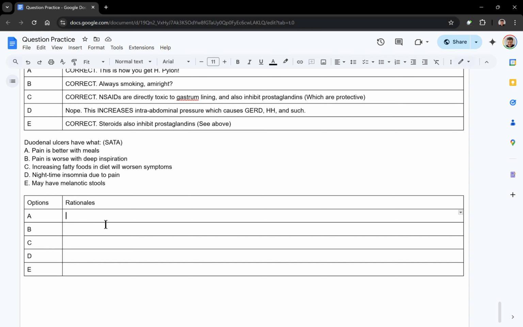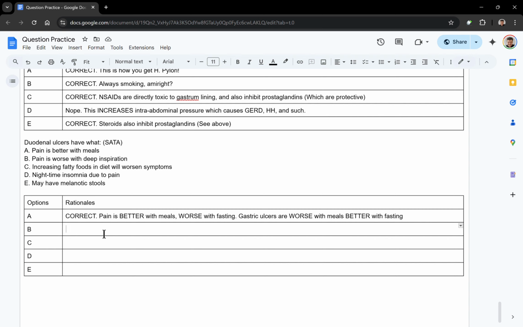So this is a correct answer, right? Pain is better with meals, right? Worse with not meals or with fasting, right? And you can also say gastric ulcers are what? Worse with meals, right? Better with fasting, right? Because you're emptying out the stomach at that point, right? Does that make sense?